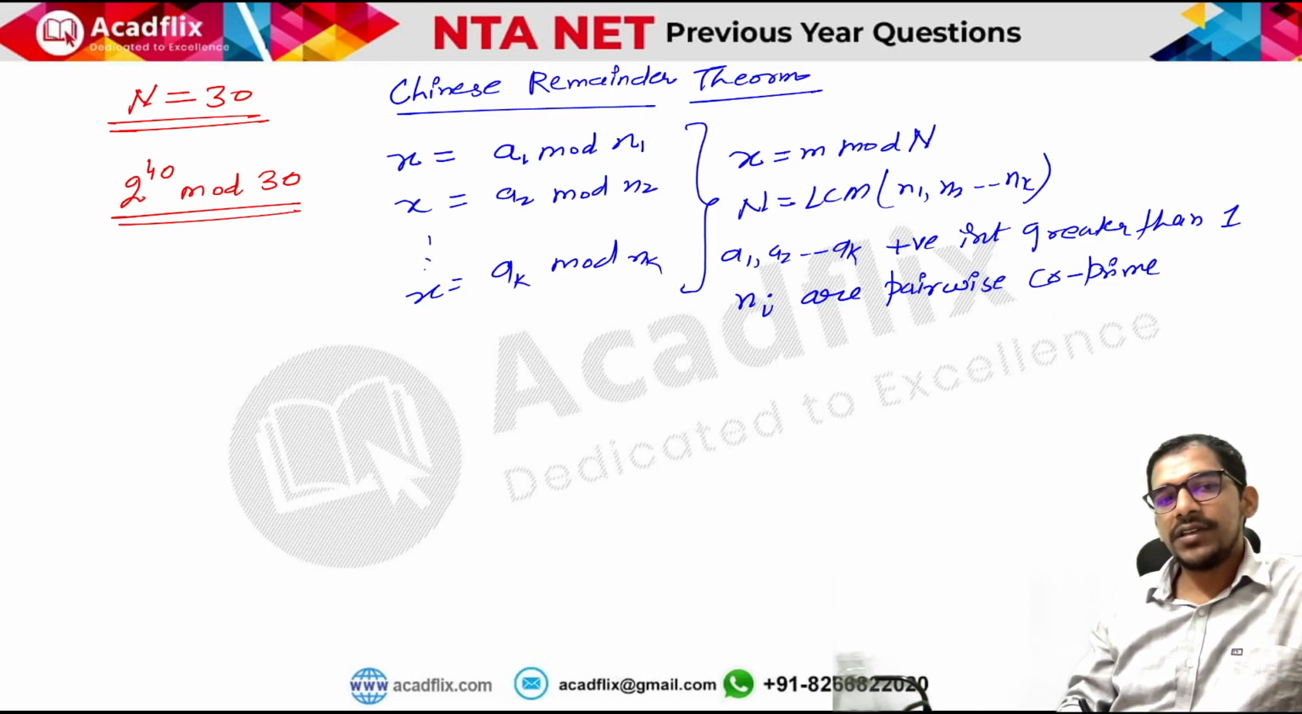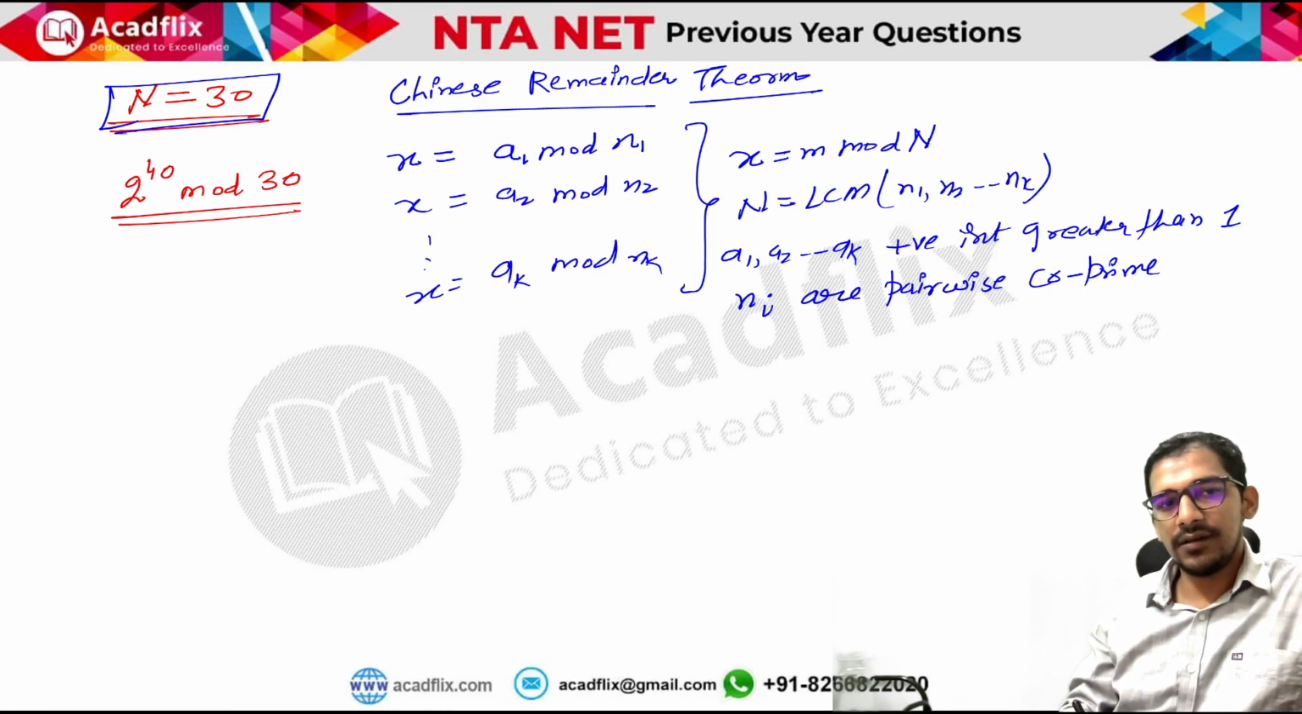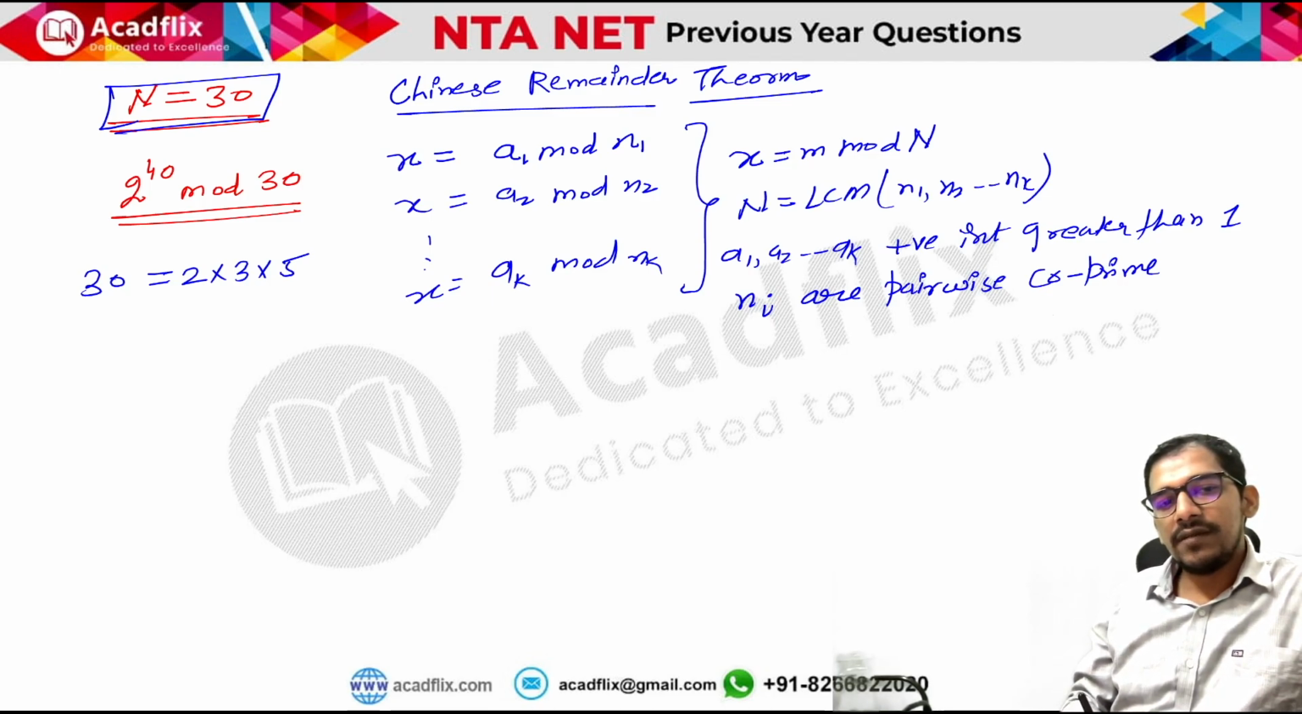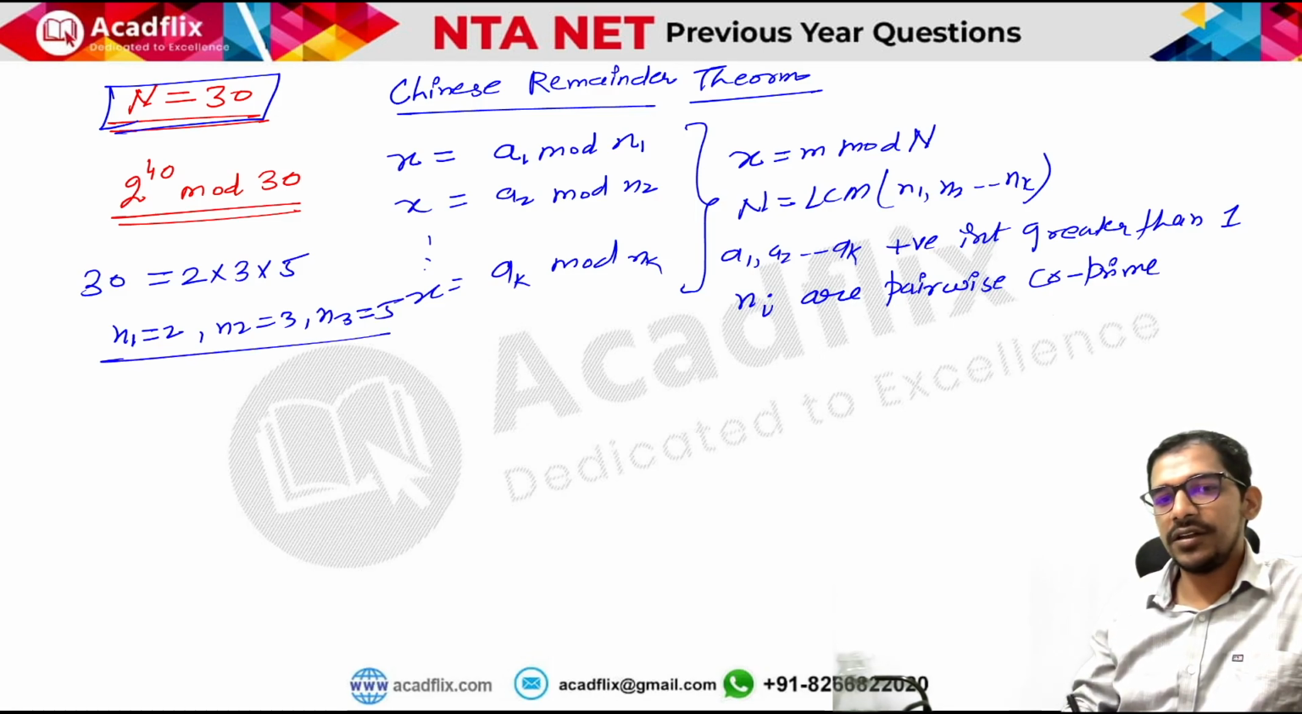What I mean to say is, for example, look at this. The factors of 30 will be 2, 3 and 5, right? All these are prime numbers. So in this case the value of n1 is 2, the value of n2 is 3 and the value of n3 is 5. If you take the LCM of 2, 3, 5, you will get 30, that is n. So n is the LCM of n1, n2 and n3, and all these are pairwise co-prime.